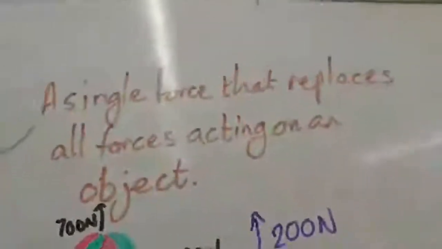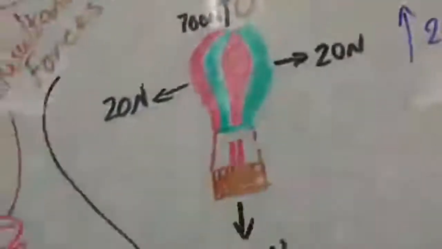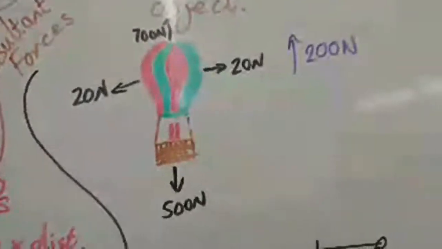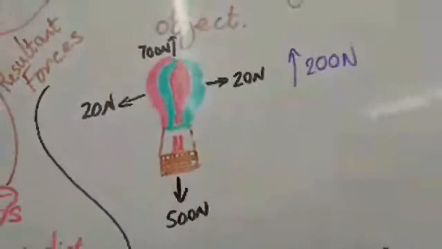And then we've got resultant forces, a single force that replaces all forces acting on an object. There's my balloon with its forces, cancel out the ones going opposite directions, which leaves us 200 newtons in the upwards direction.